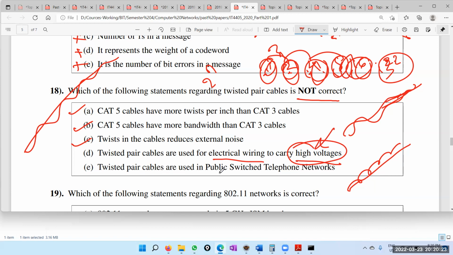Twisted pair cables are used in public switch telephone networks.